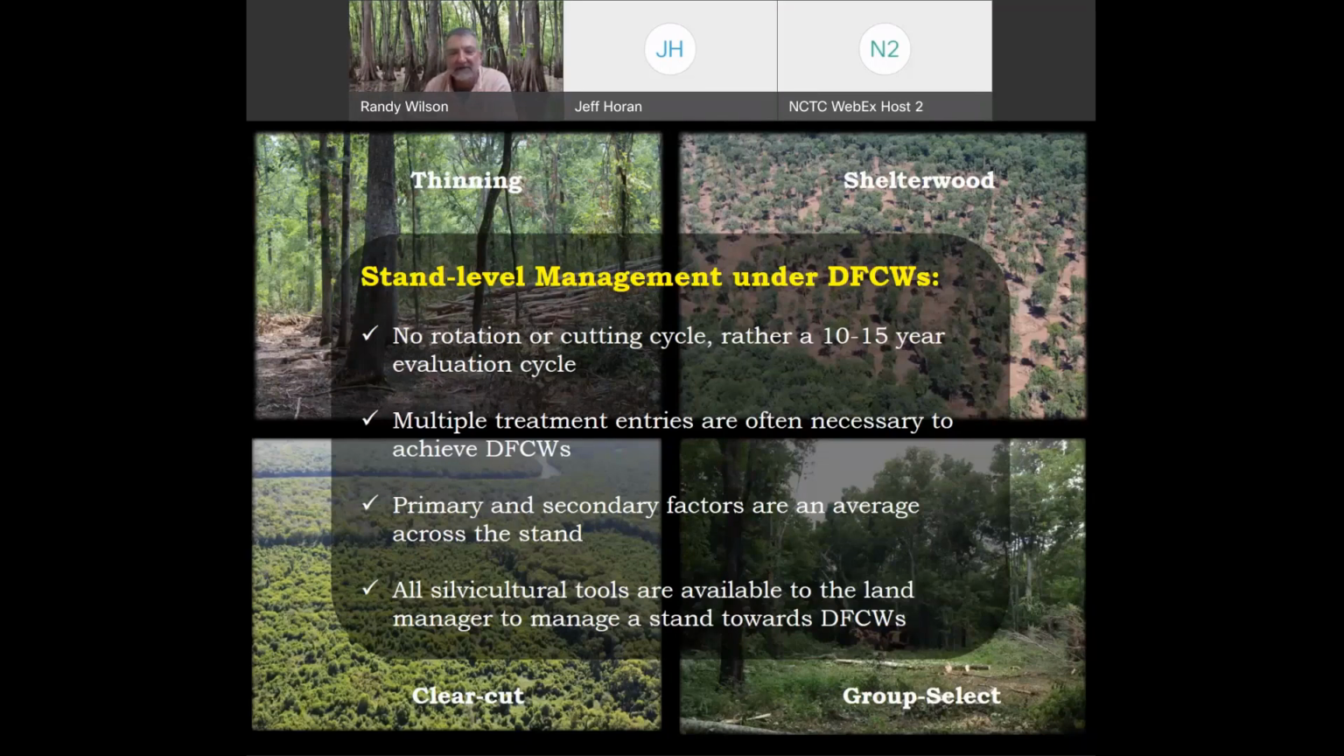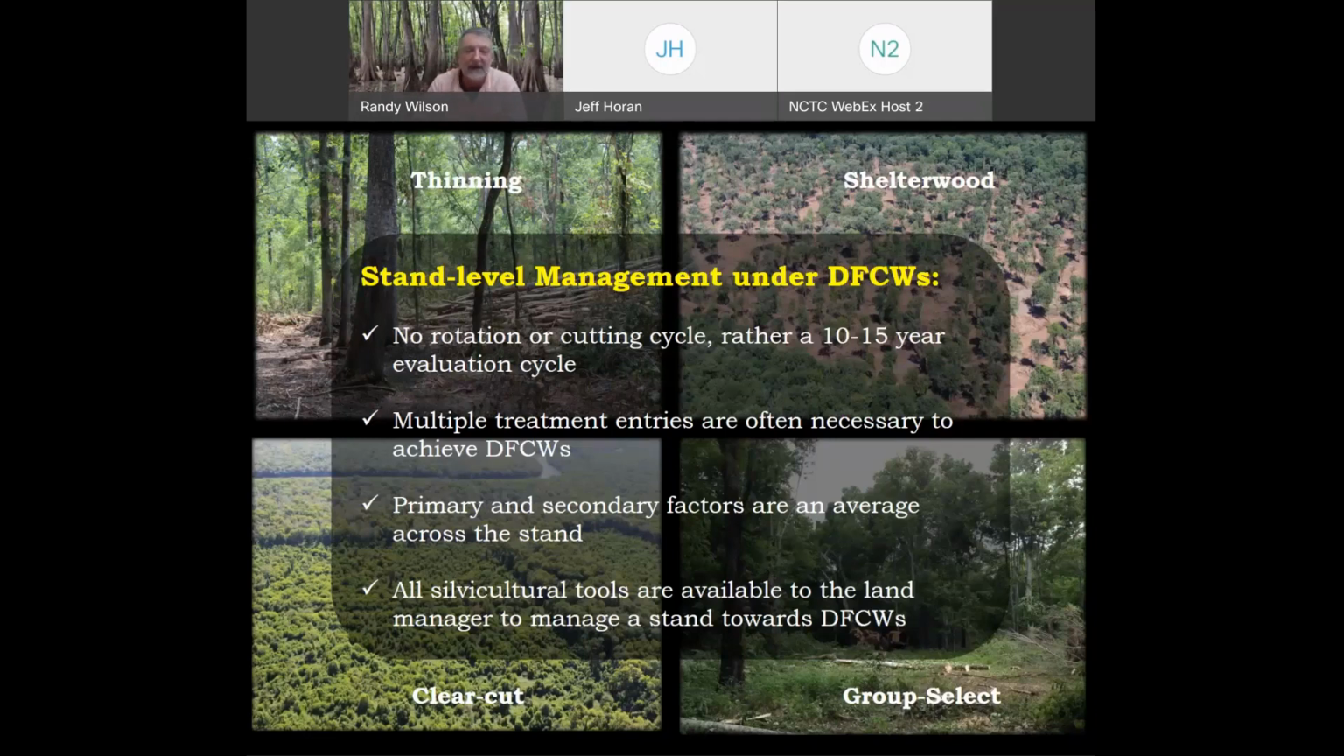The other key point here is that those primary management factors are intended to be an average across the stand. Again, early on when this was first rolled out, some people thought we were implying that you had to have those metrics on every acre. That is not, in fact, the case. It'd actually probably be really difficult to do that. So on the average, the stand should have the 60 to 70 canopy cover, etc.